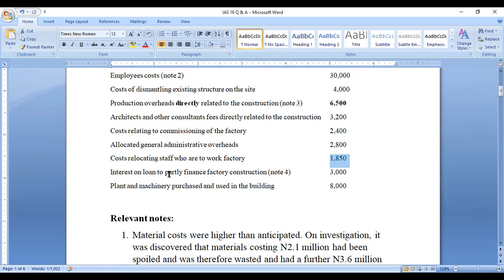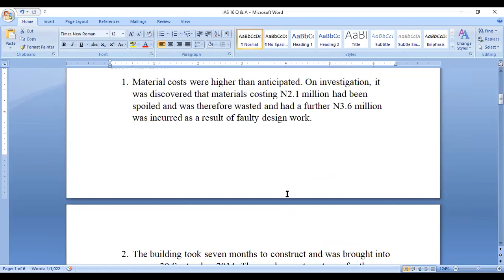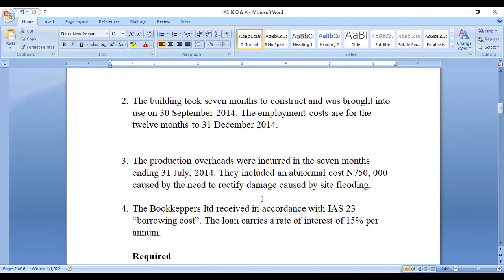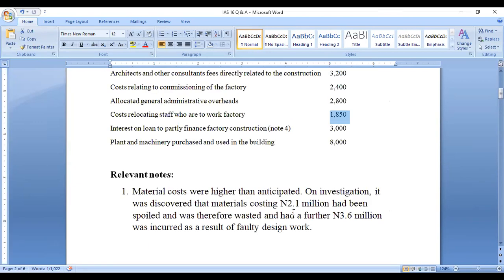Okay, so interest on loan to partly finance factory construction. That's note 4. Note 4 says the loan received by Bookkeepers Limited is in accordance with IAS 23 borrowing costs. The loan carries a rate of interest of 15% per annum. So what do you think should be done with this interest element at a rate of 15% per annum?